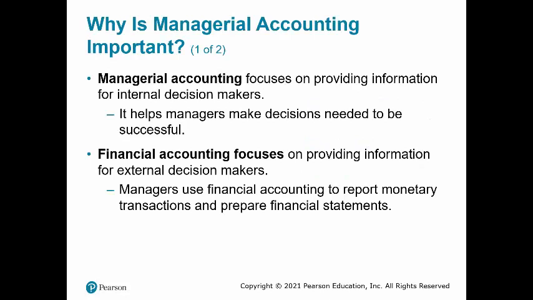So there are basically two types of accounting information. There is managerial accounting, which we're going to start studying now, that focuses on providing information mostly for internal decision makers. And then in Principles 1, we studied financial accounting information, and that focuses mostly on information for external decision makers. Now, managers within a business are going to use both types of information.